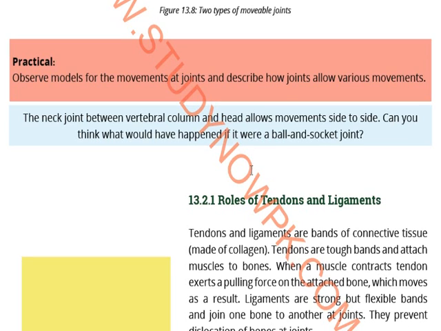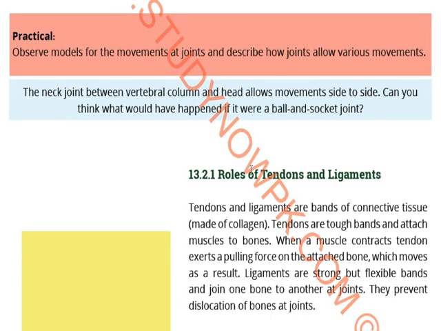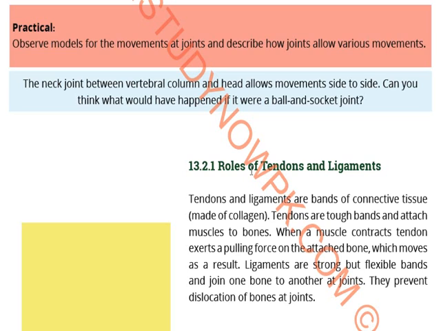Now come the roles of the ligament and the tendon. They are not joints and they are not bones. They are bands of connective tissue. They appear like muscles, but they are actually the connection between the muscles and the bones.